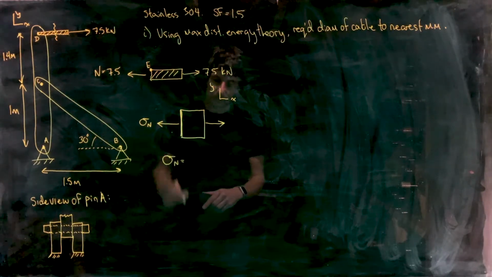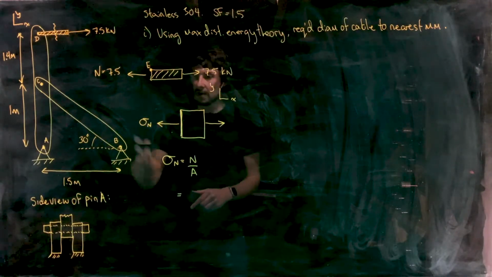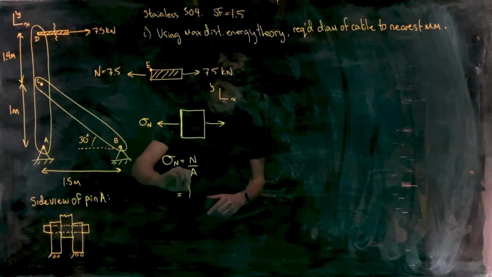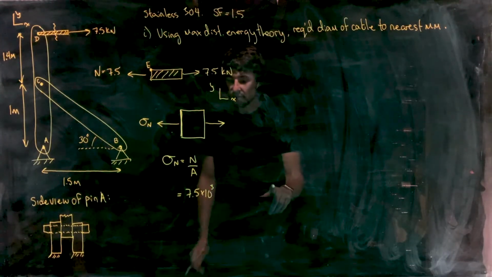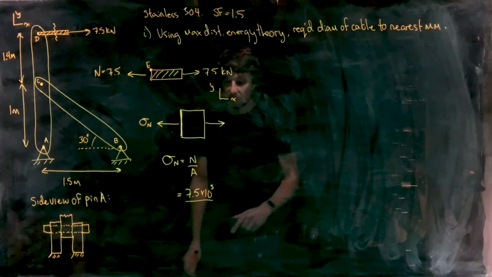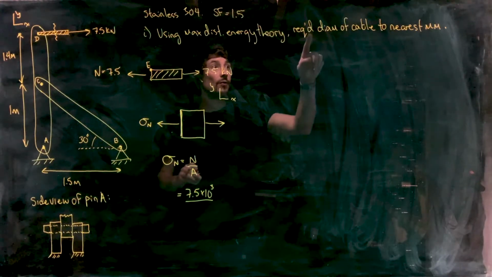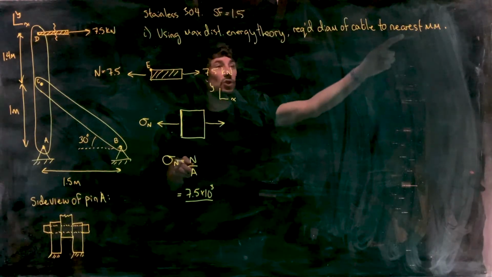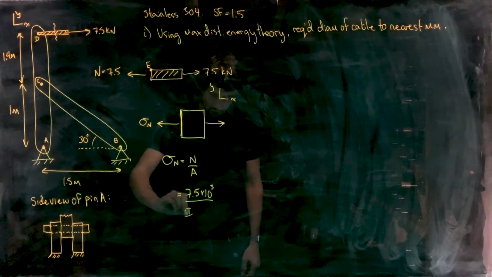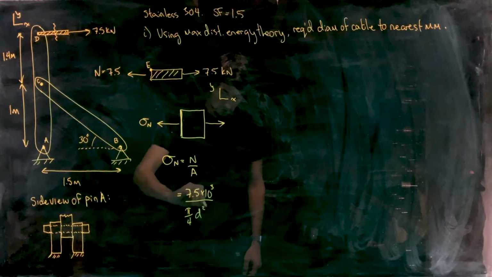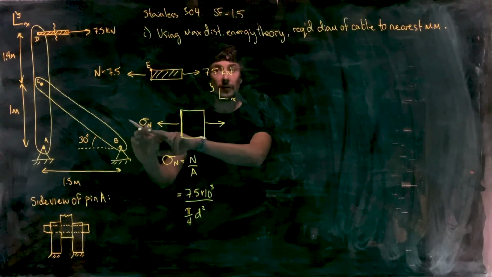So we've got sigma subscript n is N over A, and that's going to be our 7.5 kilonewtons, 7.5 times 10 to the 3 to change that into newtons, divided by our cross-sectional area of the cable. And of course, the cross-sectional area of the cable is going to be in terms of our unknown diameter here. So we've got pi over 4 and then d squared. So there's our expression for the normal stress.